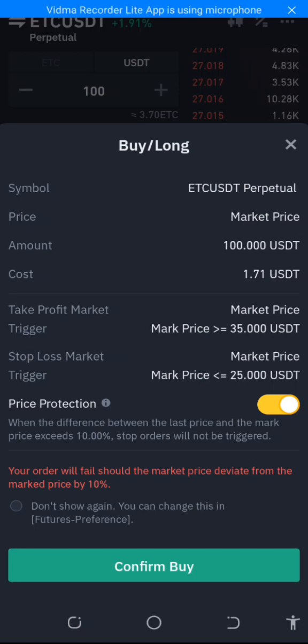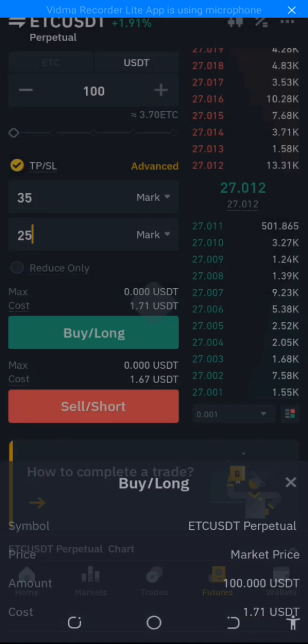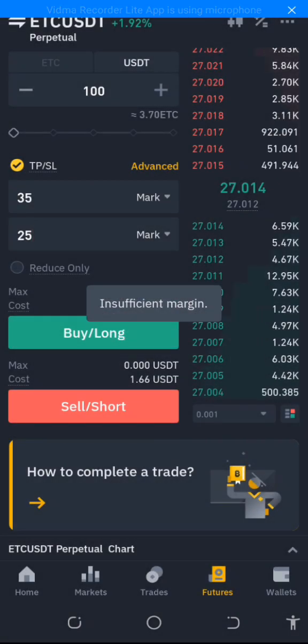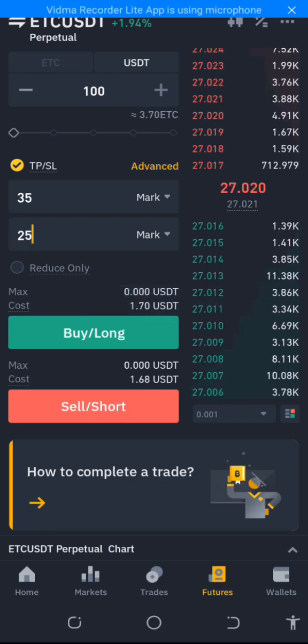So what I'll just have to do is click on confirm buy, and normally the trade is supposed to initiate, but I don't have a sufficient margin, that is, no capital for me to initiate this trade.